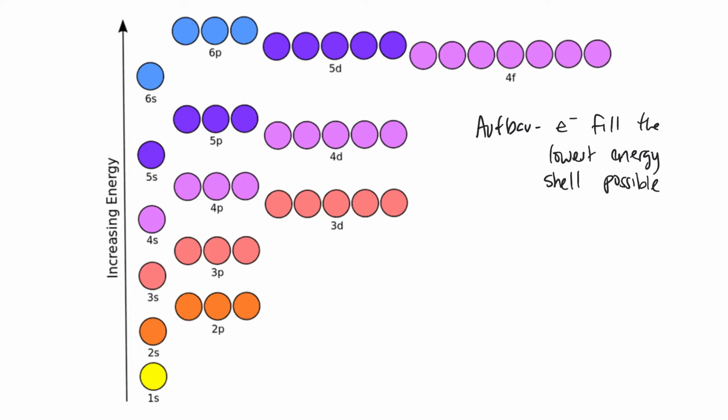Will it be in the 4d space? Will it be in the 3p space? Will it be in the 4f space? No, the electron's going to occupy the lowest orbital possible, meaning this electron will be in the 1s. Okay, remember, this orbital diagram is showing you an increasing energy. So the lower the shell number, the lower the energy.